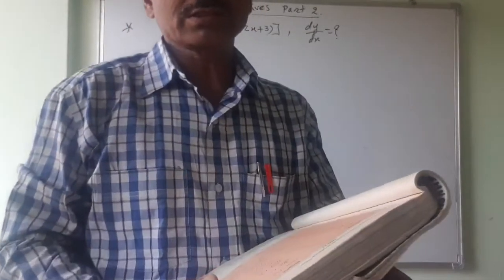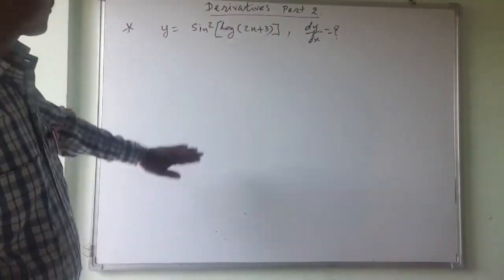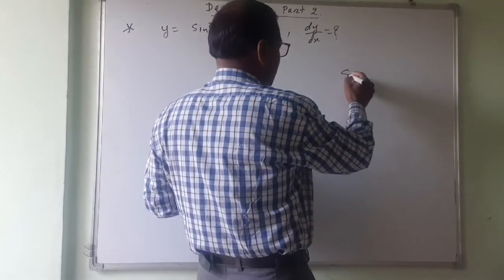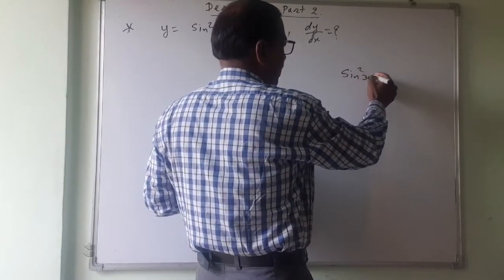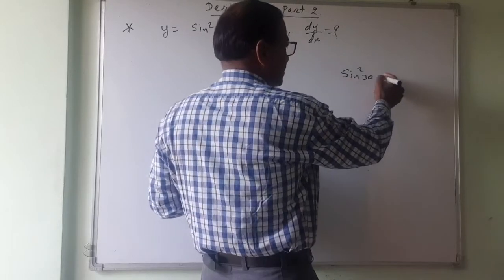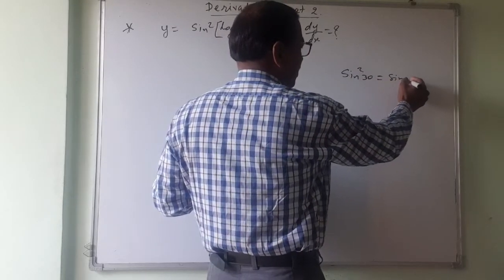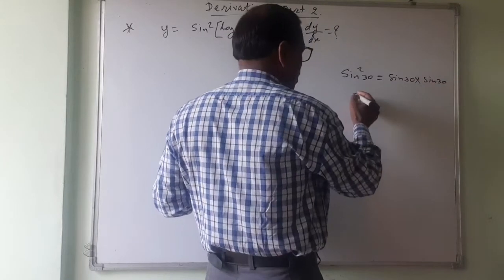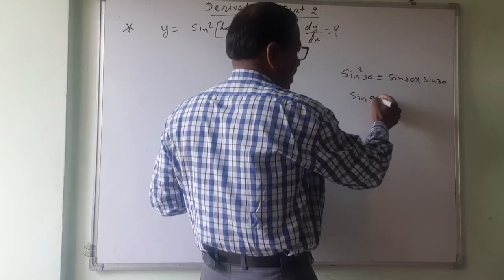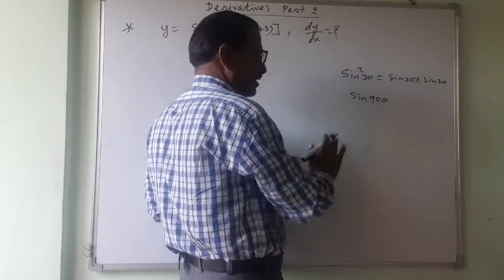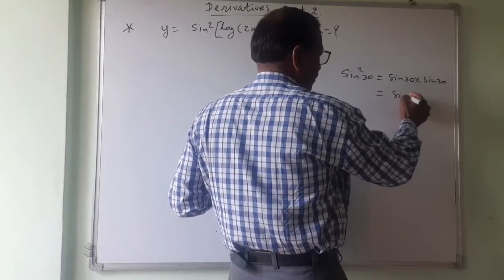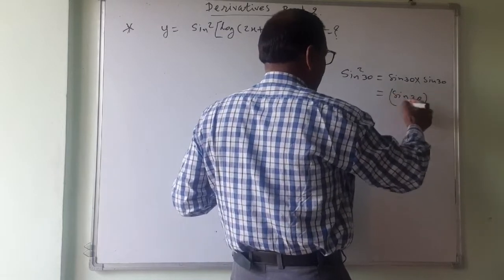So for this, I want to explain the meaning of sine square. Sine square 30 means sine 30 into sine 30. It is not like sine of 30 square. It is not like this. So the meaning of this, I will write in another way: sine 30, bracket, square.